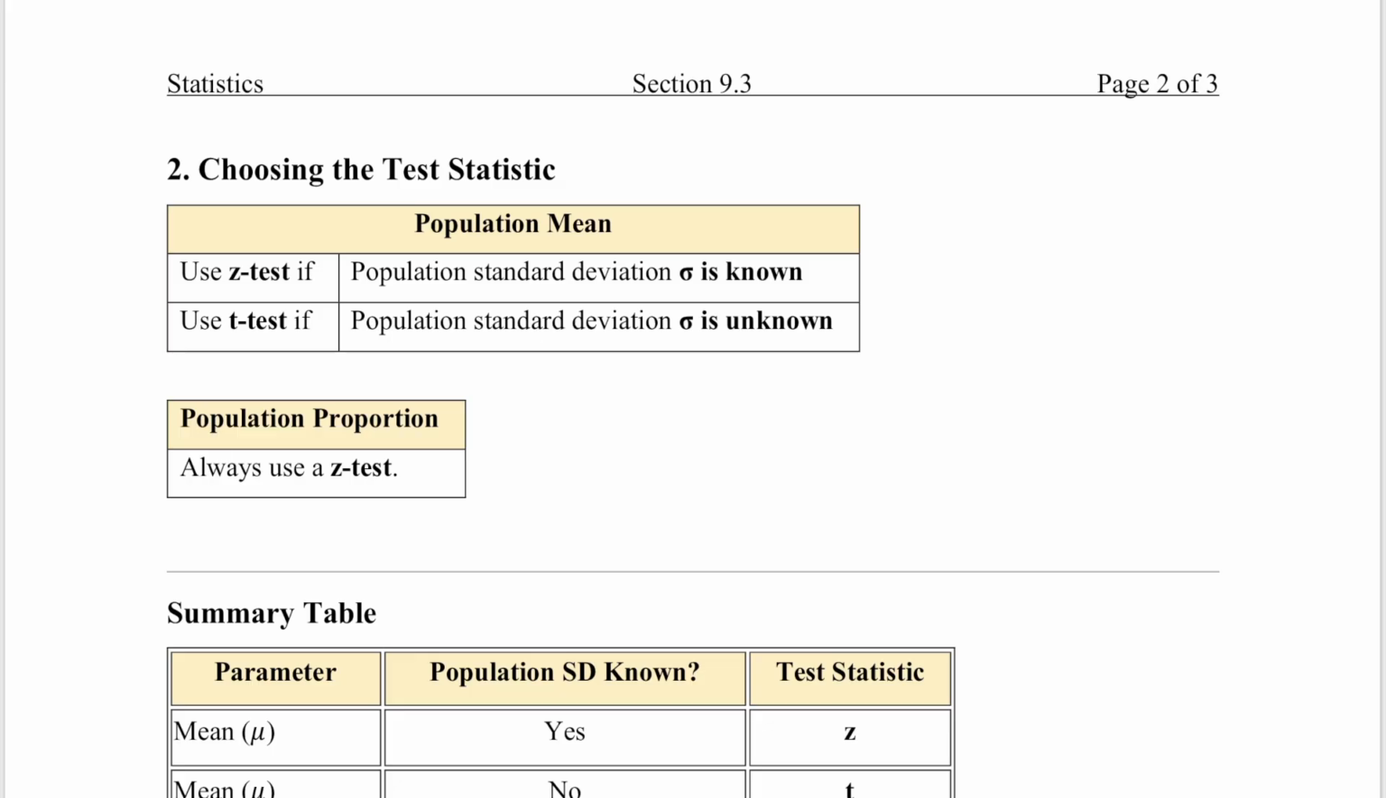Once we know whether the problem is about a population mean or a population proportion, the next step is choosing the correct test statistic. There are three simple rules. If we are testing a population mean and the population standard deviation sigma is known, we use a z-test. If we are testing about a population mean and the population standard deviation sigma is unknown, we use a t-test. If we are testing about the population proportion, we always use a z-test.